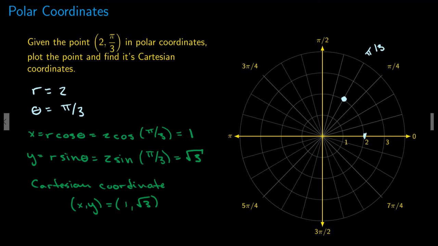And we can check that on our graph. If we look here at 1, that's about where our dot was. It's exactly where the dot should be. And square root of 3 is a little less than 2. And if we look here, we're a little less than 2.